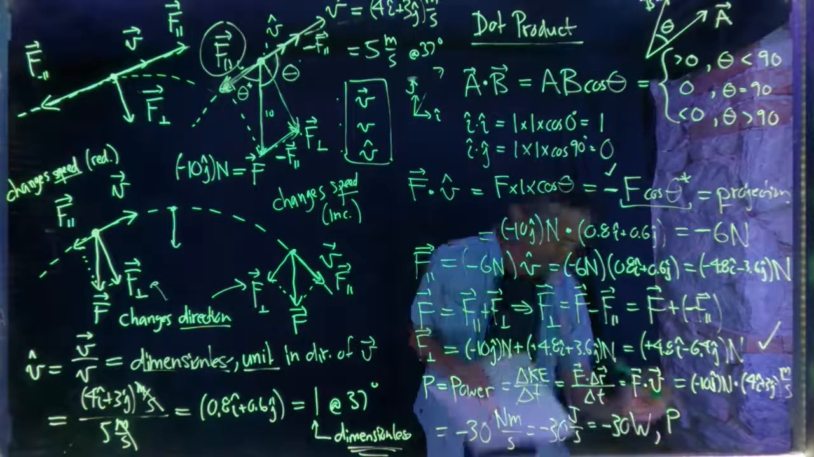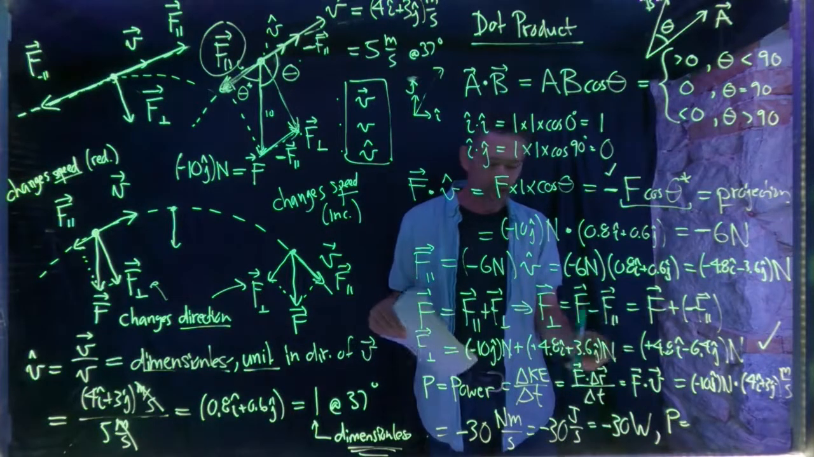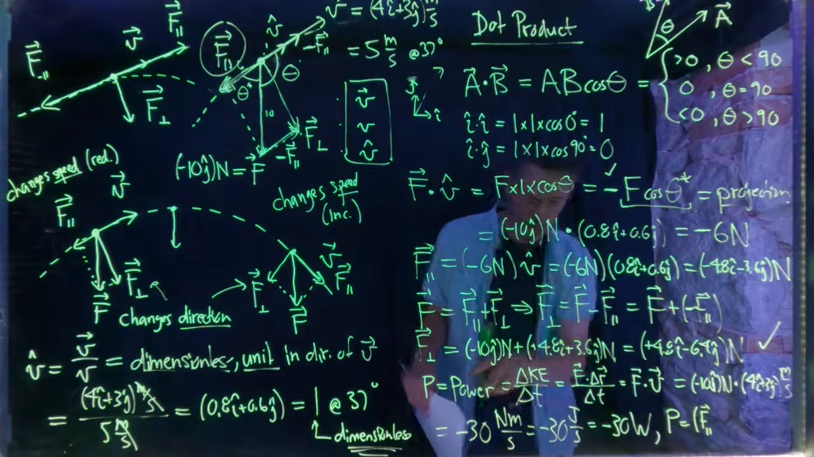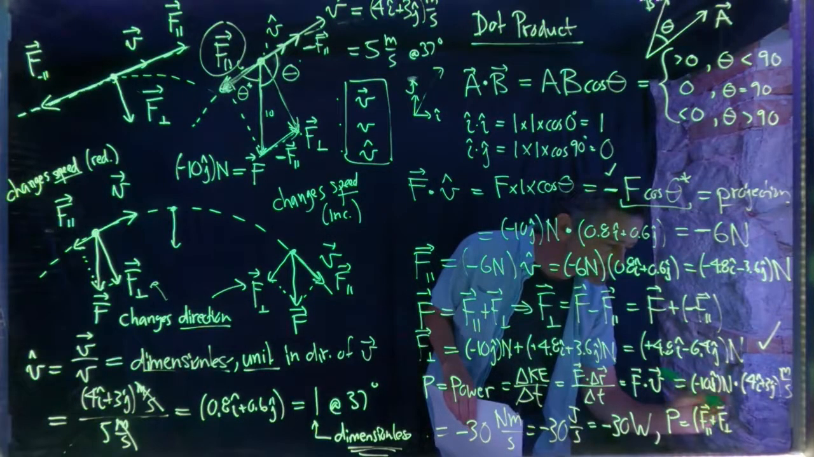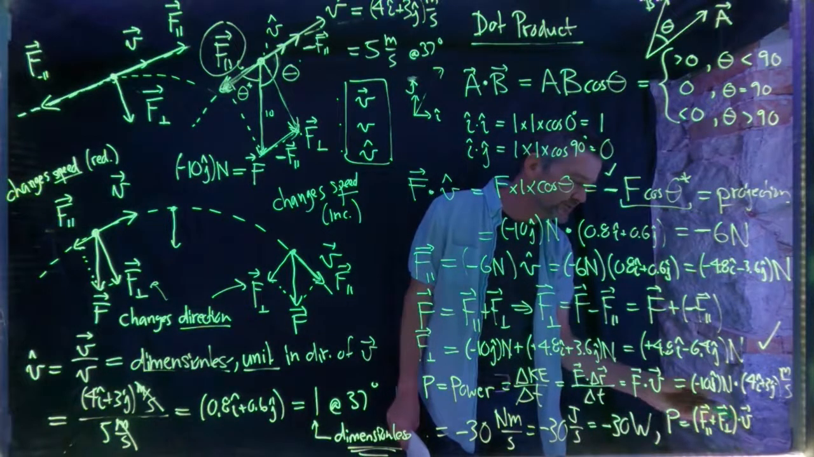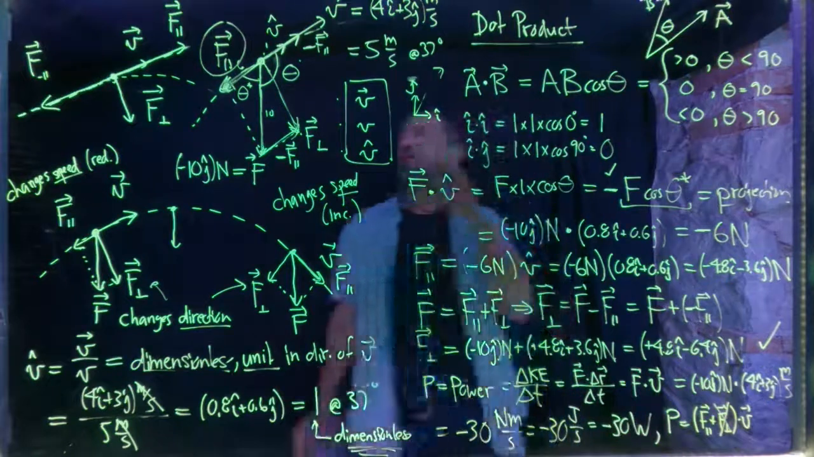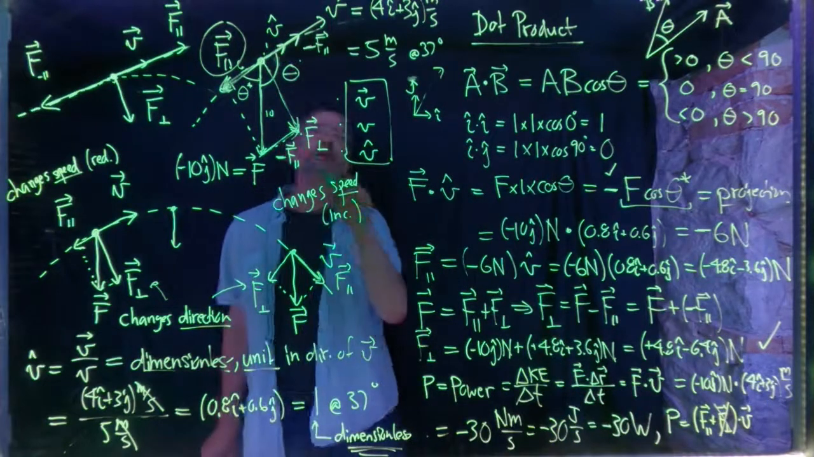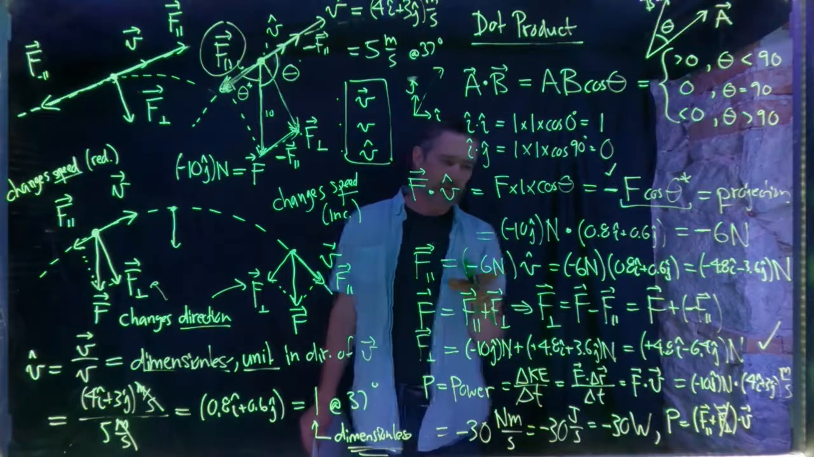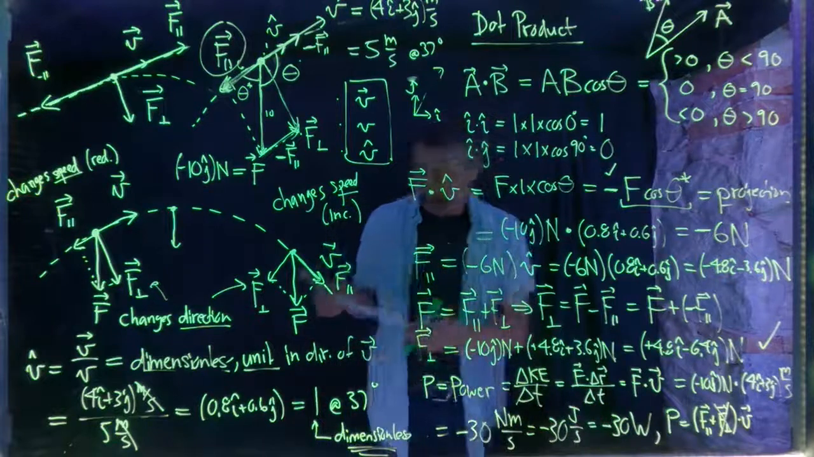Another way to work out this power directly: instead of using i hat and j hat components, the power is F dot V. F is force parallel plus force perpendicular, vector dot product V. The component of the force perpendicular to the velocity is 0, so F perpendicular dot V is 0, and you're just left with F parallel dot V. It's just this thing times this thing. The magnitude of F parallel we worked out was 6 newtons, and the magnitude of V is 5, so 5 times 6 is 30, and you get the same answer here.